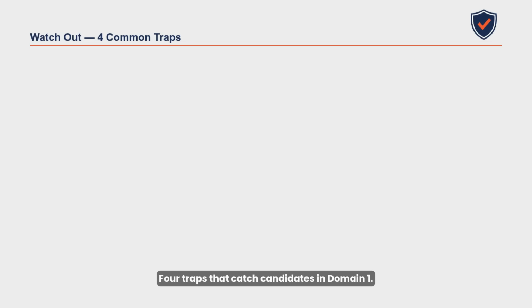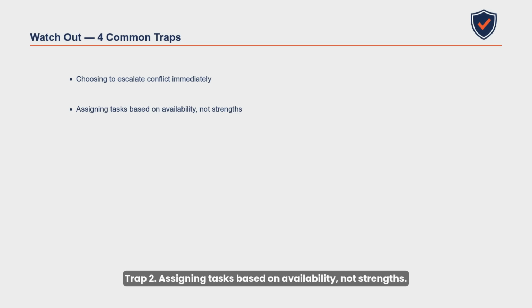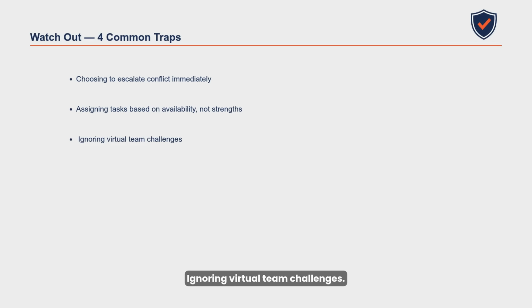4 traps that catch candidates in Domain 1. Trap 1. Choosing to escalate conflict immediately. Always try direct resolution first. Trap 2. Assigning tasks based on availability, not strengths. Task 6 says organize around strengths. Trap 3. Ignoring virtual team challenges. Task 11 expects proactive engagement, not just more emails.